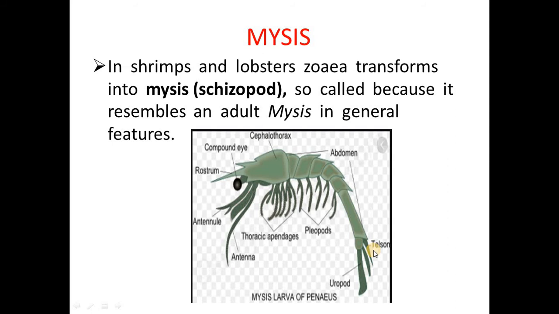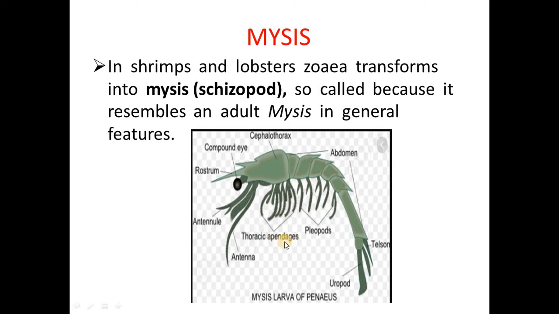It has a cephalothorax region and six-segmented abdomen. Abdomen is divided into six segments. There are six pairs of biramous thoracic appendages for locomotion. These are the thoracic appendages for locomotion.